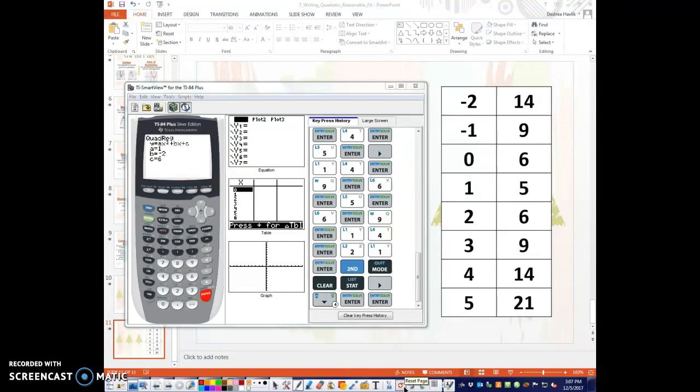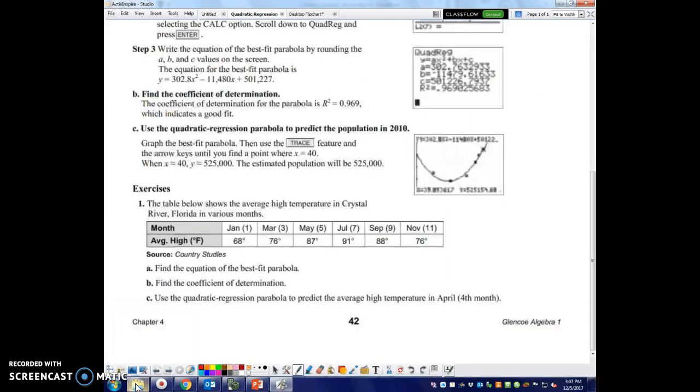Okay, so now let's go back. I'm going to show you something else. We have this paper right here. You don't have this paper. I have this paper. Okay, and on this paper, it's doing one with years. I want to show you that one.